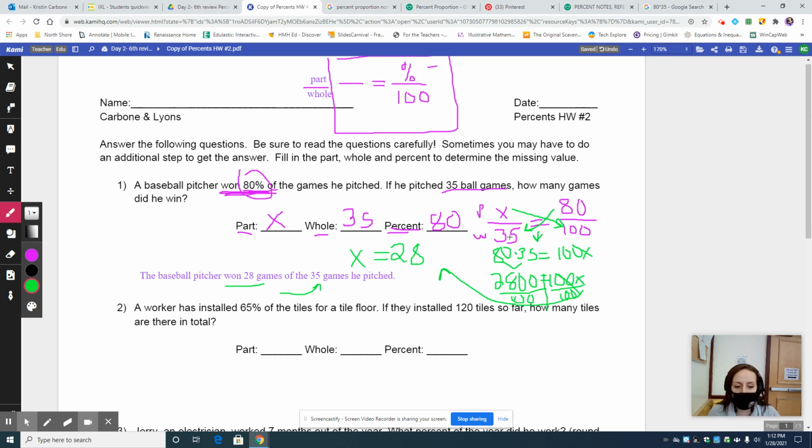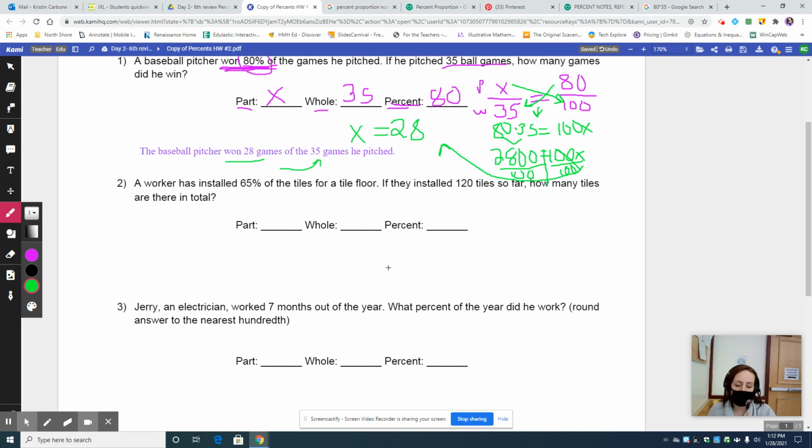All right, onward. Now, all of these kind of ask for a different piece, which is totally fine. Number 2 says a worker has installed 65% of the tiles. So they've installed 65% of the tiles for a tile floor. If they installed 120 tiles, how many tiles are there in total? This is the key. If they're asking you how much in total, what are they asking you for? The part or the whole? So they're asking for the whole.